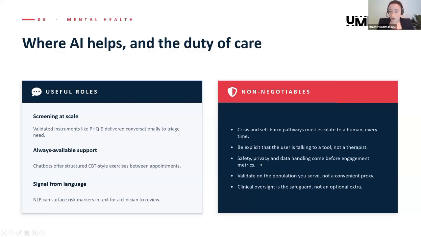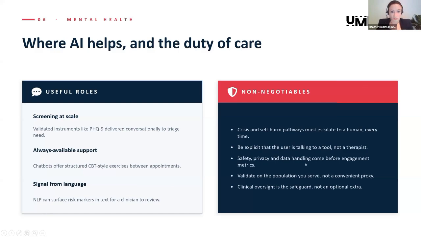There are non-negotiable guardrails we have to put in that if self-harm is mentioned or a crisis, it should be escalated to a person every time. We have to make really clear to mental health users regularly that they're talking to a tool, an AI tool, a bot. They're not talking to a real person, because that boundary with reality and a parasocial relationship can be very thin.